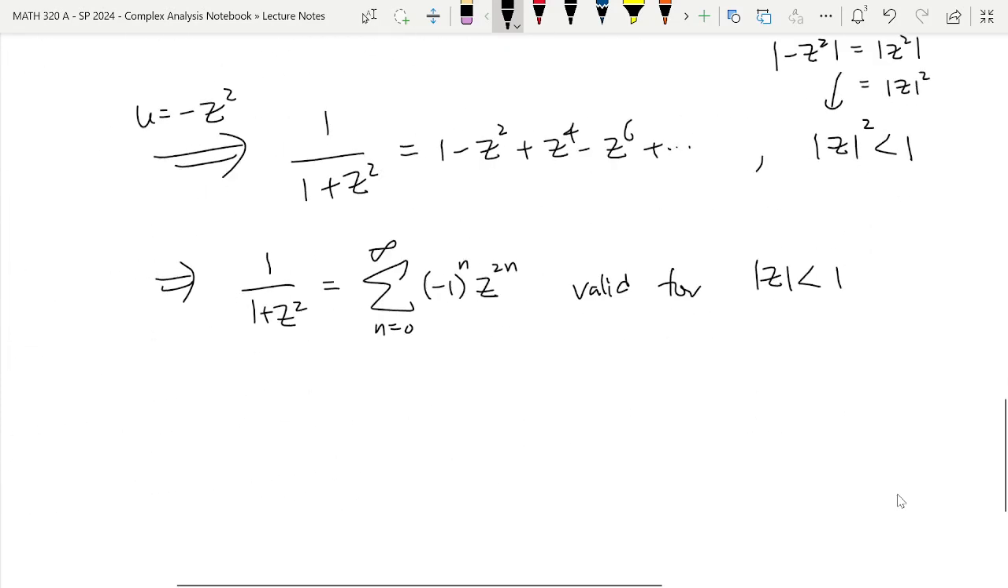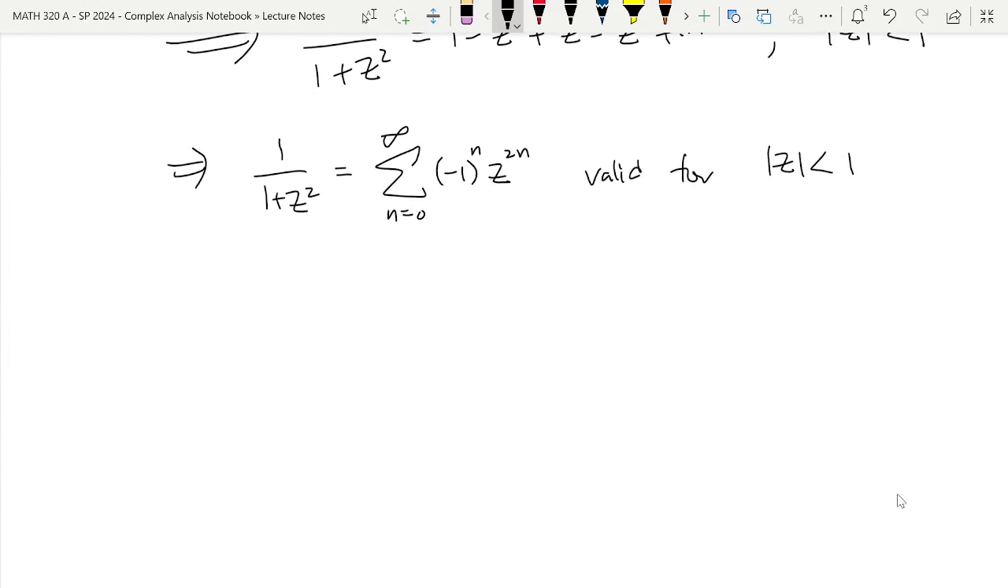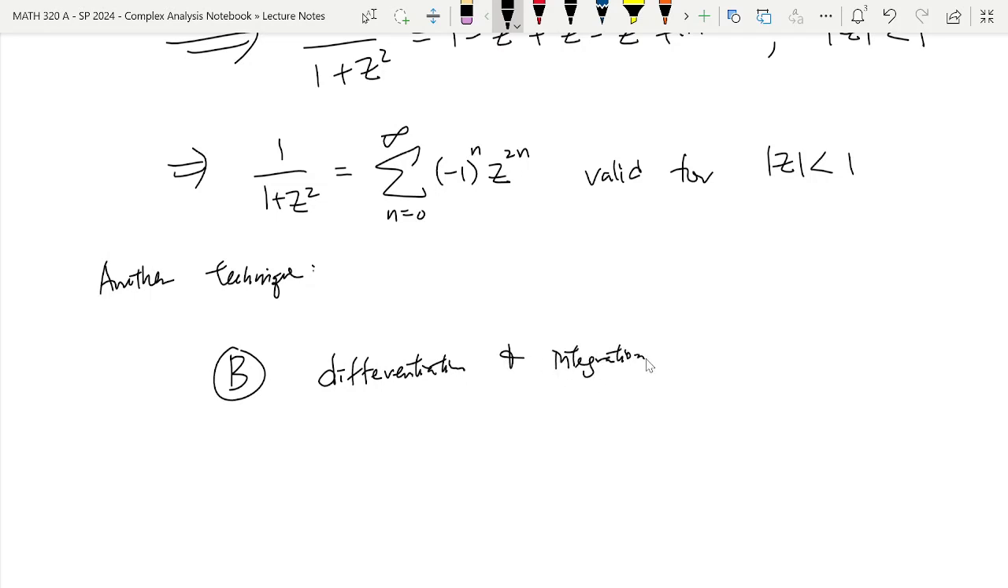So let me put in an extra thing. Now the second technique that you can do, and that you have seen before, after the substitution, and that has to be guaranteed by theorems, is technique number B, differentiation and integration term by term. And the radius of convergence does not change if you follow strictly inside.